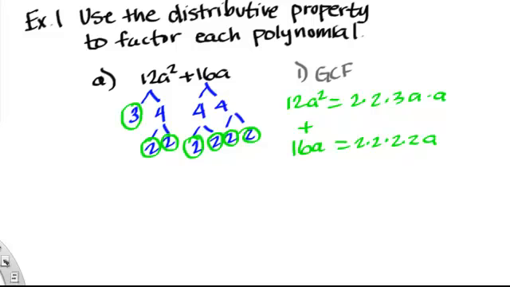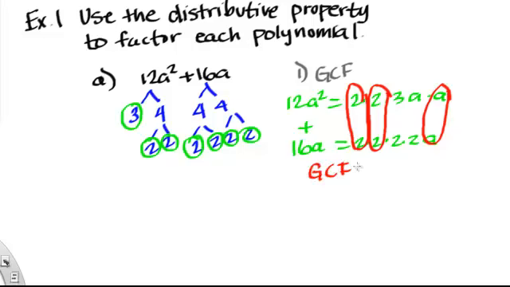So I now look for the things they have in common. I have a set of 2's, I have another set of 2's they have in common, and a set of a's they have in common. So the greatest common factor would be 2 times 2 times a, or 4a.